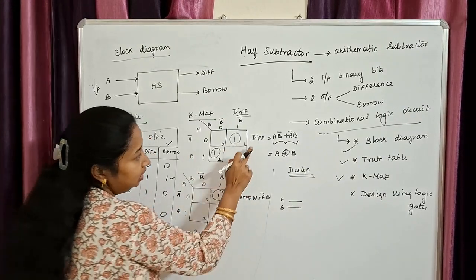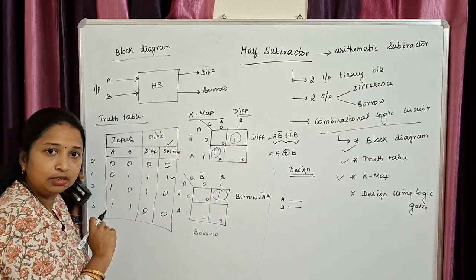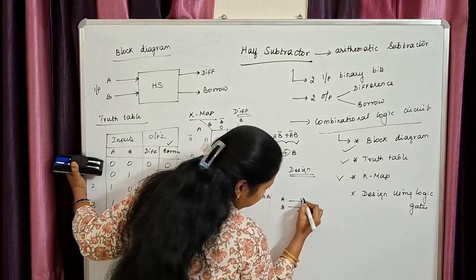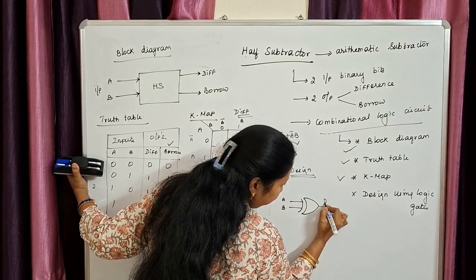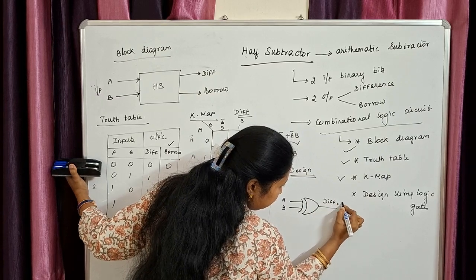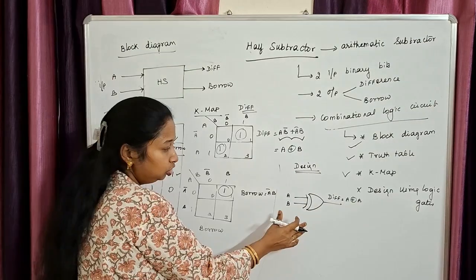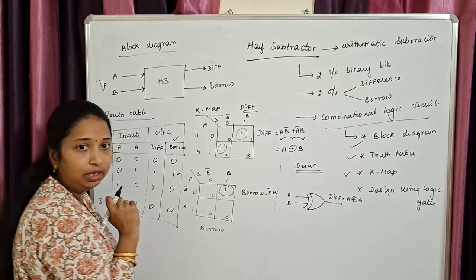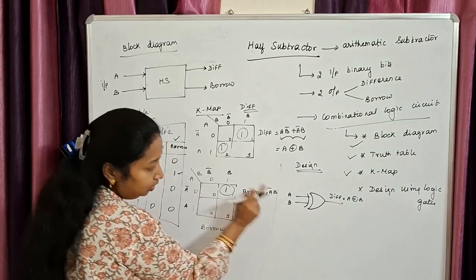What is my difference? Output difference is nothing but the XOR combination of my inputs. Right? So A and B, XOR combination of A and B is going to be my difference. What is this? This is nothing but A XOR B. Is it clear? So we have designed the circuit only for difference. We have to design it for borrow as well now. What is the borrow output? Borrow output is nothing but A bar into B.